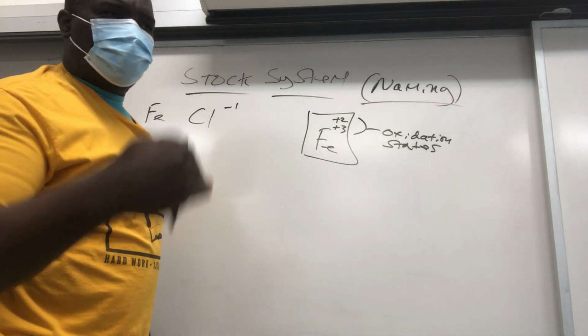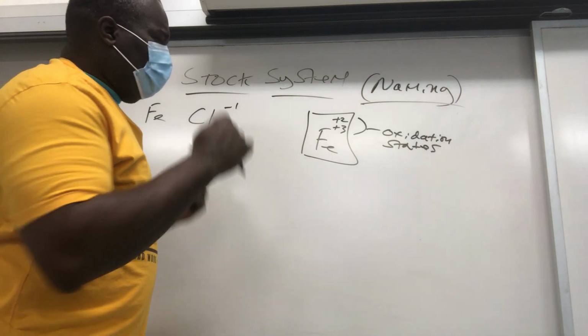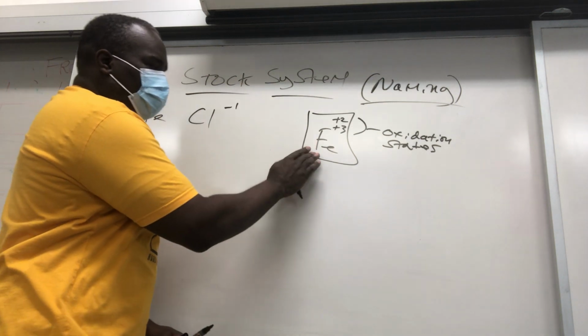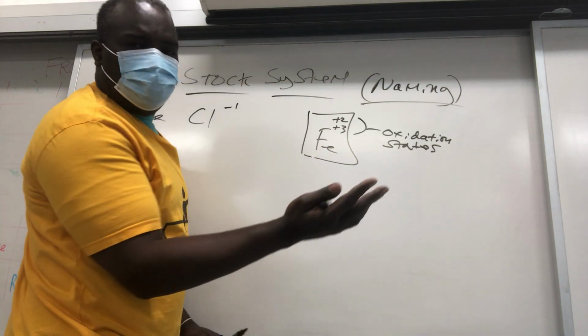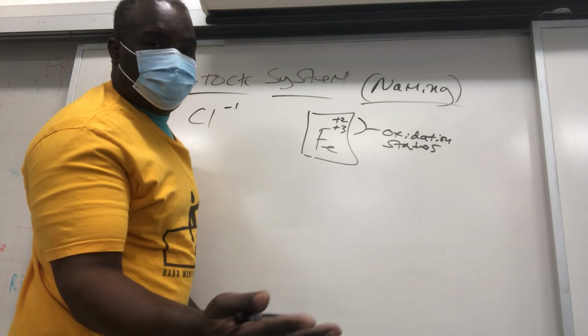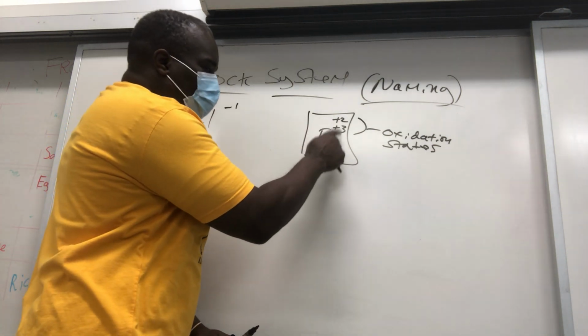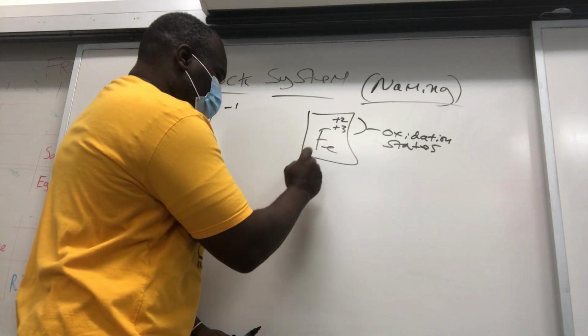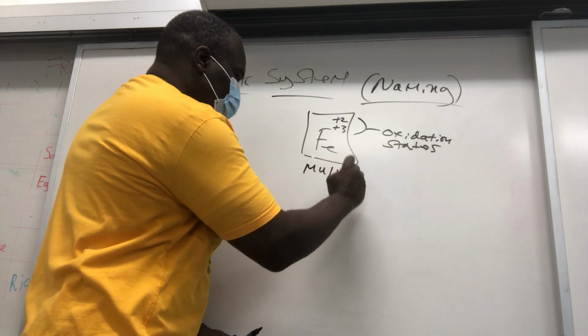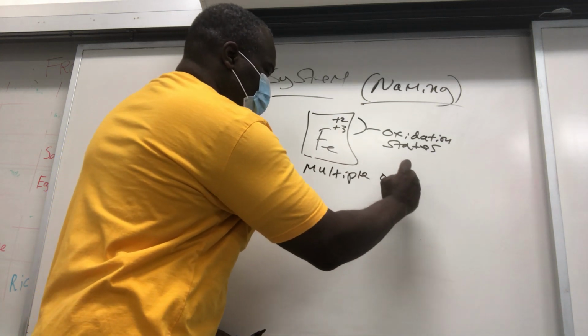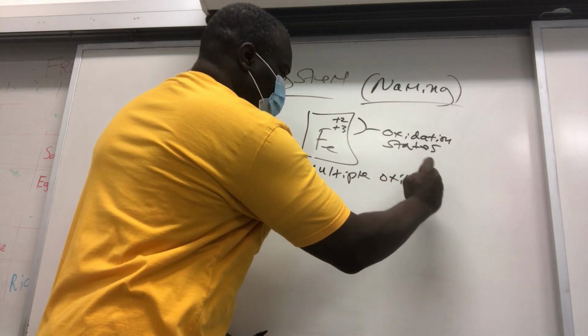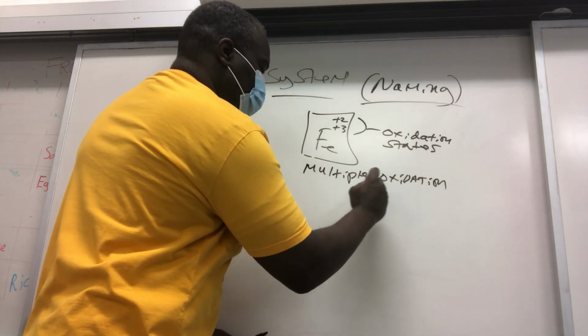It's a way to figure out which particular oxidation state a metal ion is in, a positive metal ion, because metal ions are always positive. If they have multiple oxidation states, I'm going to write that down, please. Right here: multiple oxidation states. It must have multiple oxidation states.